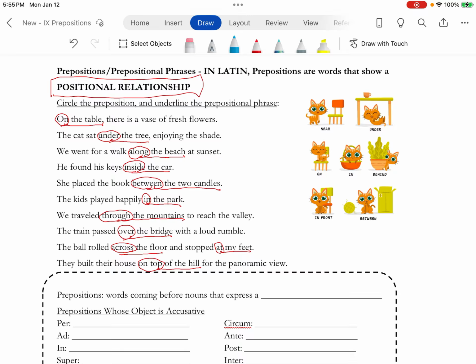Now, there are other prepositional phrases in there, so I don't want teachers to be upset. Here are the other prepositional phrases. Okay, and the reason that I didn't focus on those phrases, of fresh flowers, for a walk, at sunset, with a loud rumble, for the panoramic view, is that Latin addresses those with cases. They don't necessarily give them prepositions. So for Latin, we just want to focus on location.